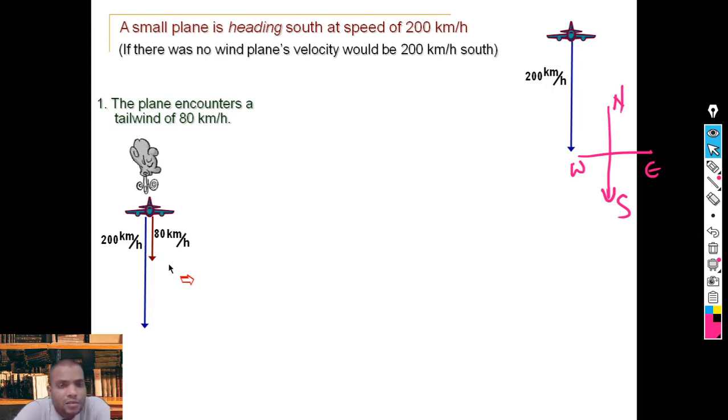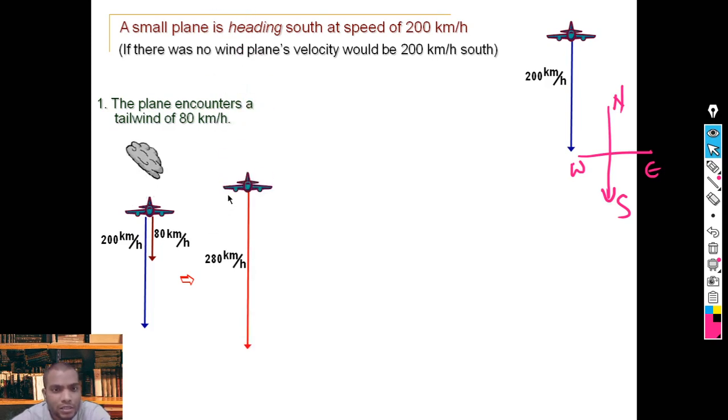Or apply this case: suppose you are walking, take a situation, you are running. Somebody came from behind and pushes you. What happens to your velocity? Obviously it increases because they applied force. So here the tailwind, 80 km per hour, also applies a force on the plane. So the total velocity of the plane here is 280 km per hour. This time the plane is gaining velocity because of the tailwind.